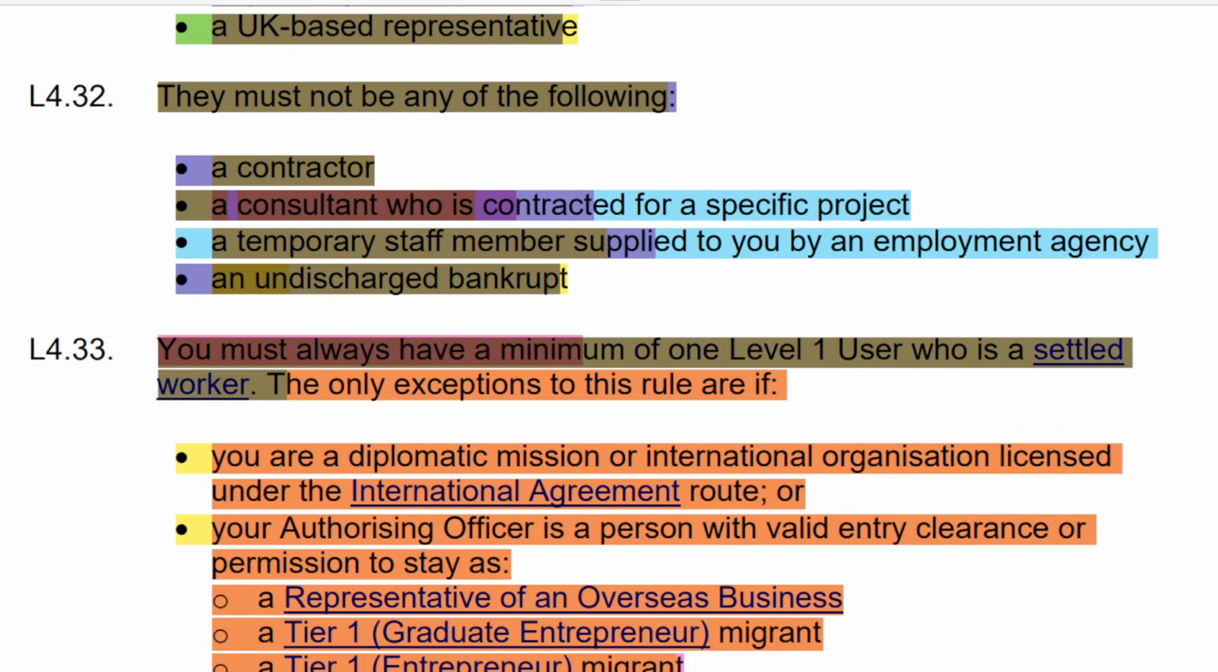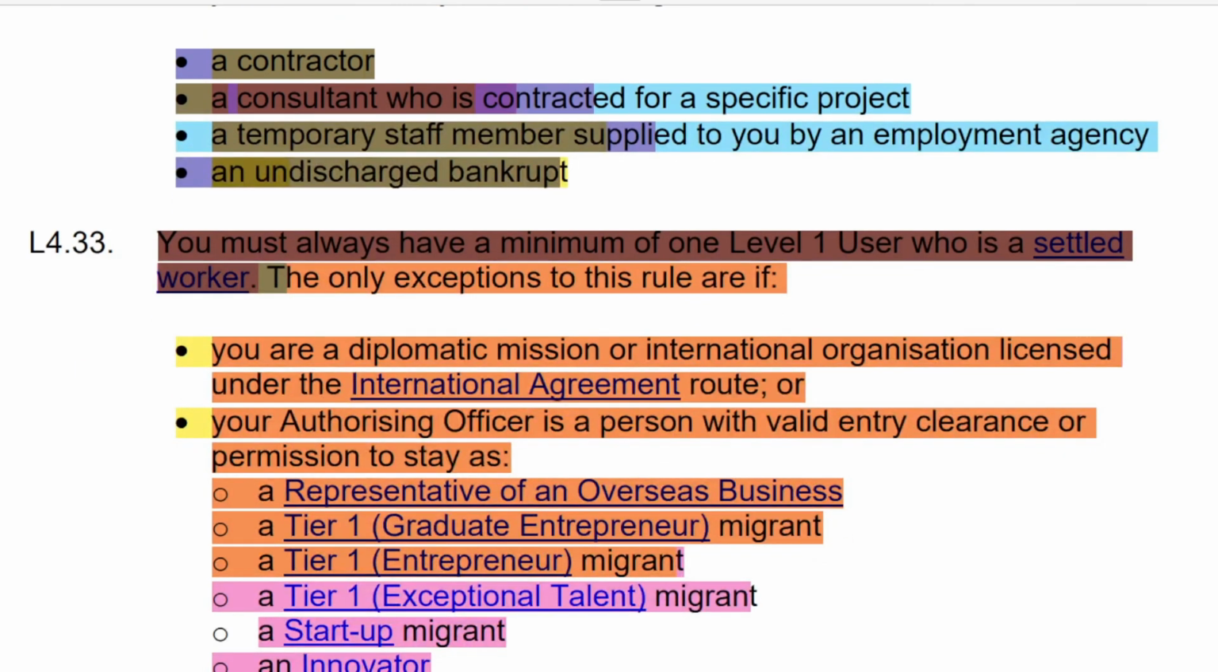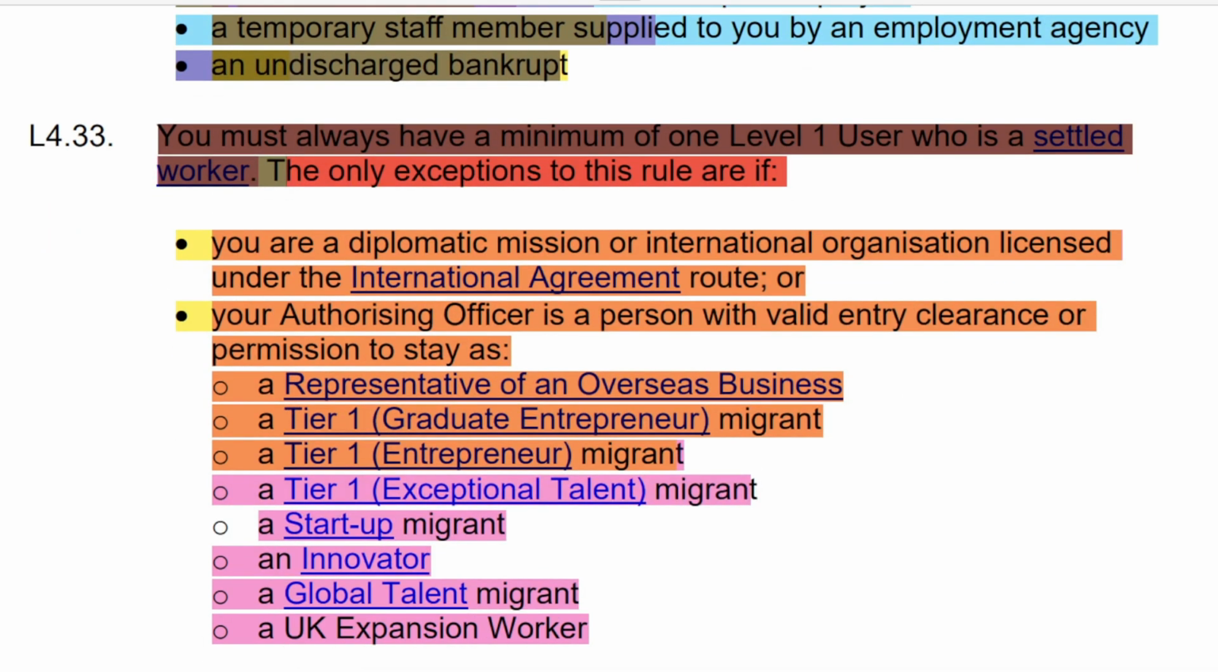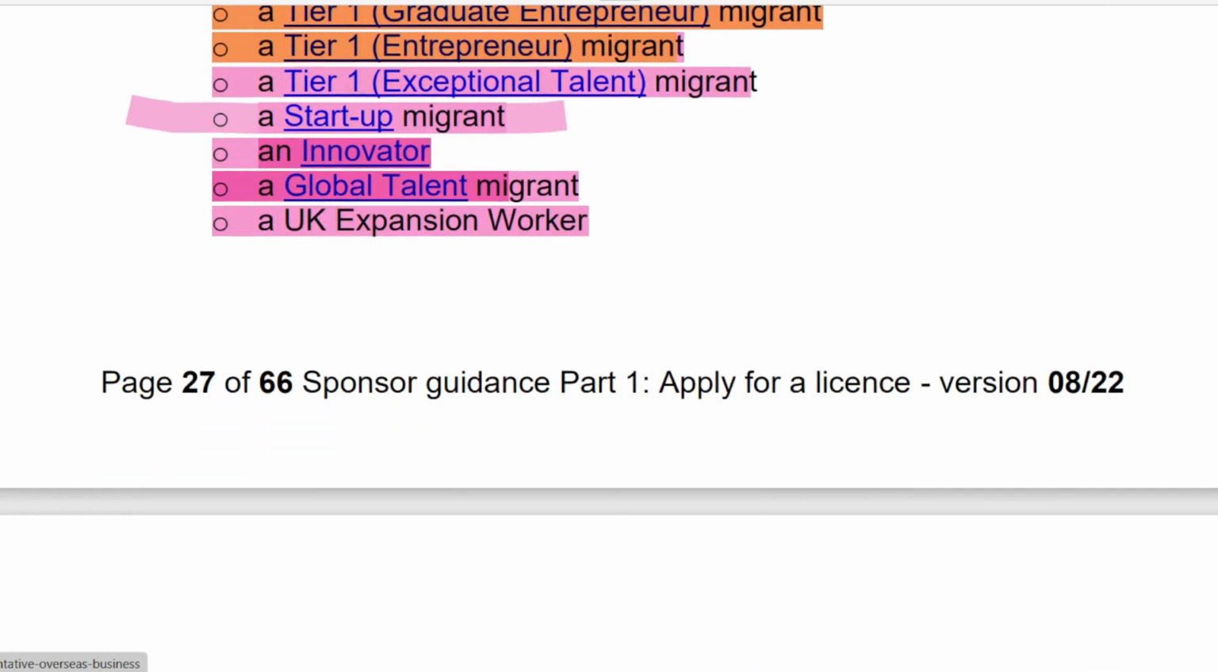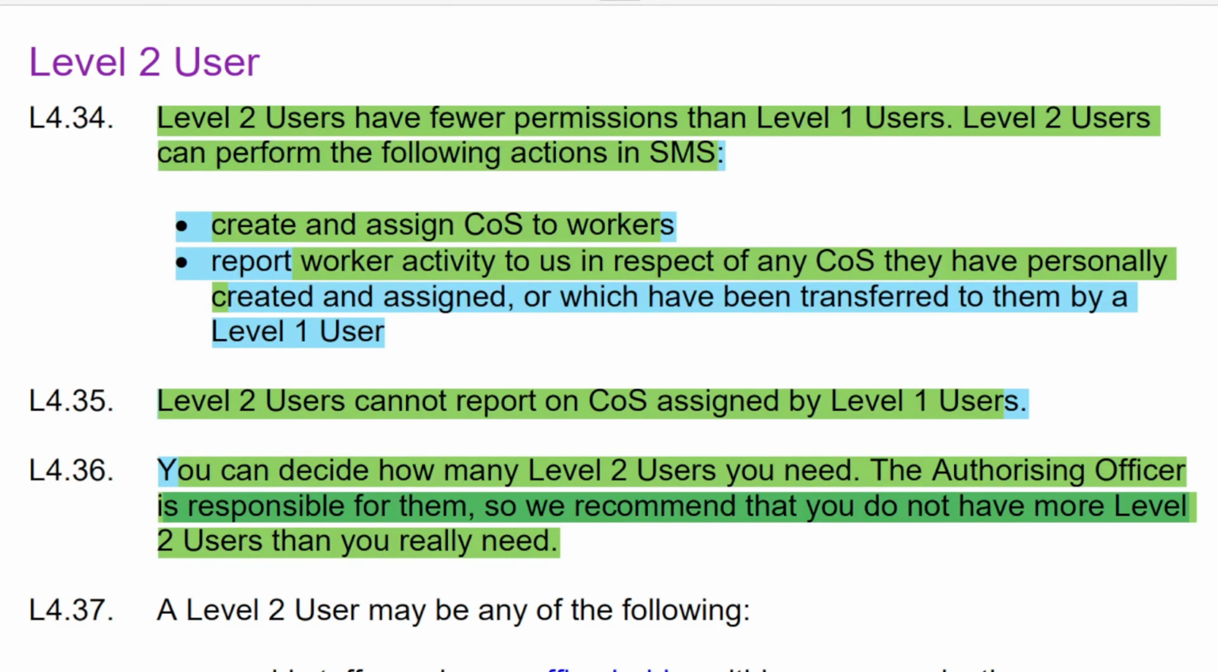You must always have a minimum of one level 1 user who is a settled worker. A settled worker is normally someone who either has ILR or has British nationality. There is an exception. The only exception to this rule is if you have an innovator visa, a startup migrant, or tier 1 migrant. These are the only exceptions you have. Otherwise, you can have another person as well.